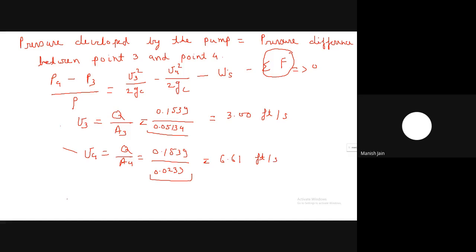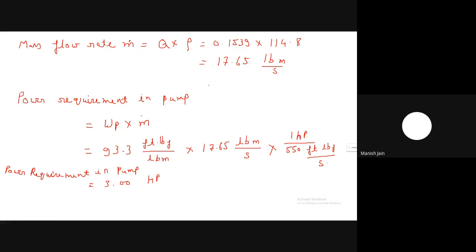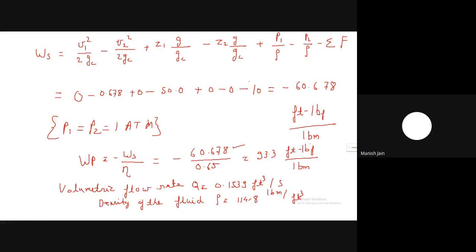Okay, now you can use these two values. Just substitute the values here. WS you had calculated before. Here you have to use the theoretical value of the power requirement. You cannot use the actual value because actual value is something else. In the Bernoulli equation, you can only use the theoretical requirement. Okay, so actual requirement will depend upon the efficiency of pump.